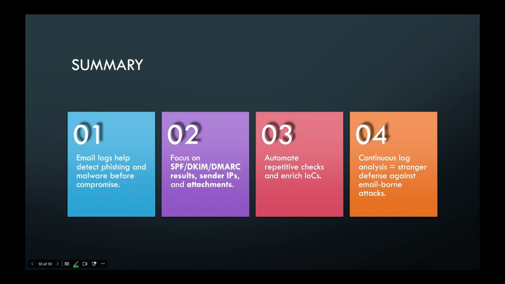Then we have the summary. So that's it for day 24, email security gateway. And today we learned how one simple email can open the door to a full-blown attack, and how we can catch it using logs, tools, and smart analysis. Number one, email logs help detect phishing and malware before compromise. Number two, focus on SPF, DKIM, DMARC results, sender IP, and attachment. Number three, automate repetitive checks and enrich IOCs. And number four, continuous log analysis equals a stronger defense against email-borne attacks.